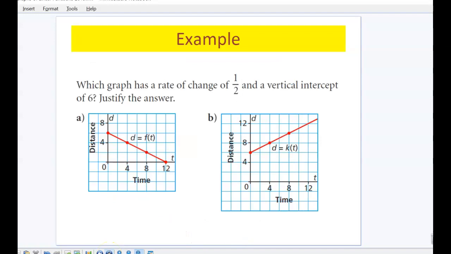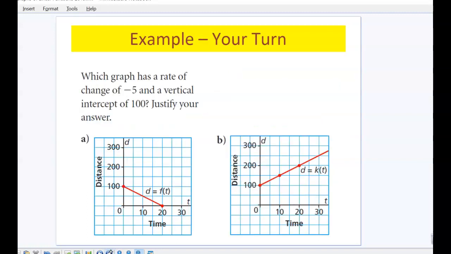Okay, which graph has a rate of change of 1/2 and a vertical intercept of 6? Again, a y-intercept of 6. They both do, but the rate of change is positive, so right away we know the graph's going uphill. But to just verify, my change in my independent is 4, and going up it's 2, so 2 over 4 reduces to 1/2. So this would be the graph that has a rate of change of 1/2 and a vertical intercept of 6. Okay, pause the video and see if you can figure out the next one.